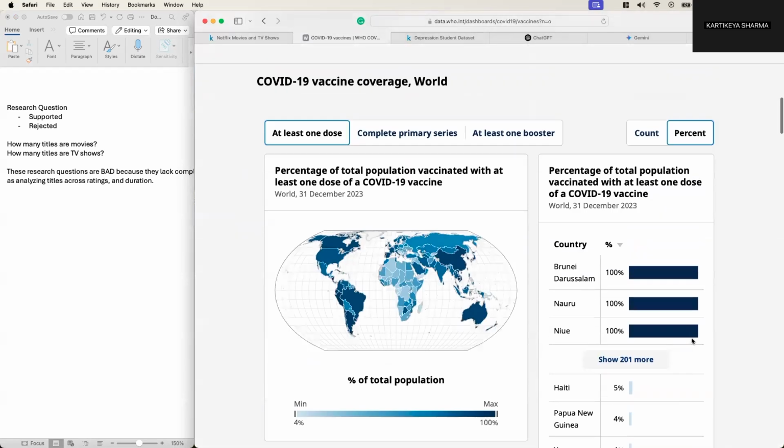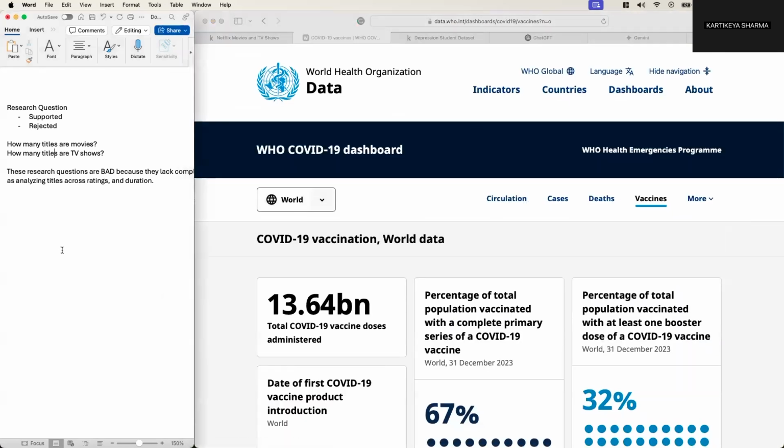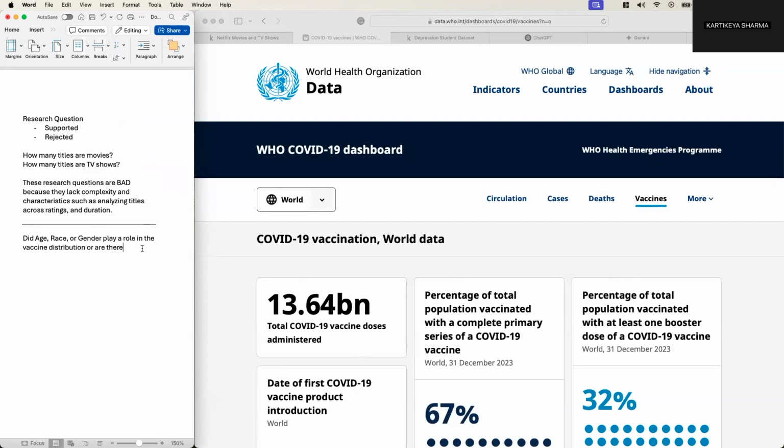So what possible research questions can we answer for a data set around COVID-19? One possible research question could be, did age, race, or gender play a role in the vaccine distribution, or are there other factors involved that went into the thinking and planning of the vaccine distribution? Right off the bat, you can see that this research question is, in words at least, larger than these two research questions combined. We have interesting characteristics such as age, race, and gender, and we want to understand if these three characteristics played a role in the vaccine distribution.